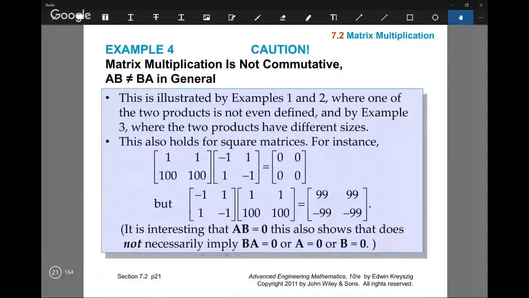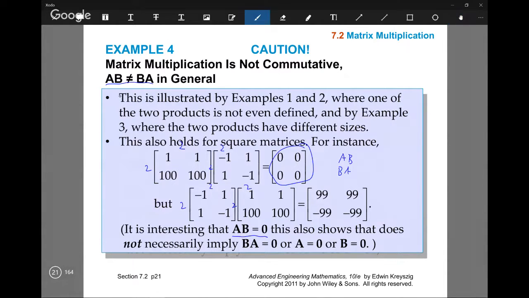Notice, even if matrices are square, A times B and B times A can both be defined. In this case, this is a 2 by 2 matrix, this is a 2 by 2 matrix, so this multiplication is possible and the opposite multiplication is also possible. But the product is not necessarily the same. The first product is the 0 matrix. The second product is this very different matrix. So therefore, A times B is not necessarily equal to B times A in general.